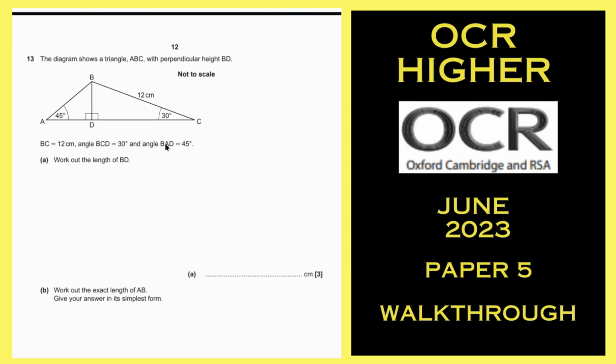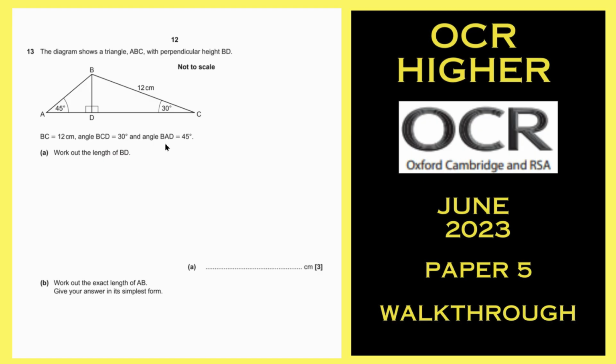Number 13. We've got right angle triangles. We haven't got a calculator, so it's going to be one of them which probably needs your old exact trig values knowledge. Work out the length of BD. I'll stick an X on there. You cannot use the left-hand triangle. There isn't enough information. You've got a 45-degree angle, but nothing else. So it's all about the right-hand side.